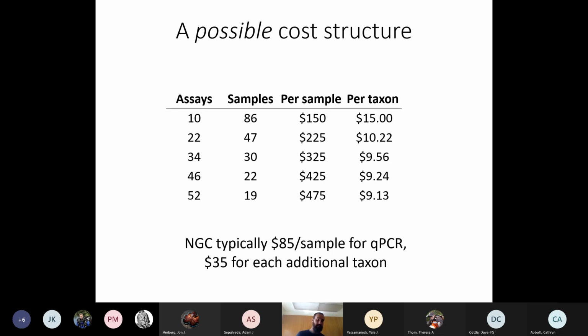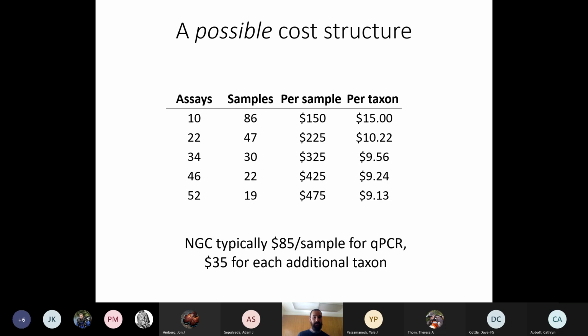For reference, at the National Genomic Center, we typically need $85 per sample for qPCR, and then $35 for each additional taxon after we've done that first sample extraction, archival, and test for PCR inhibitors.